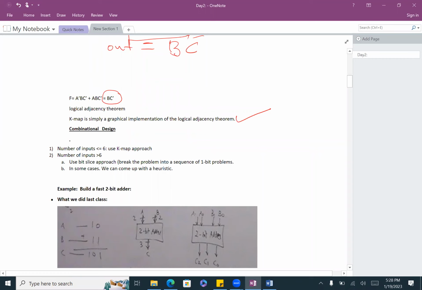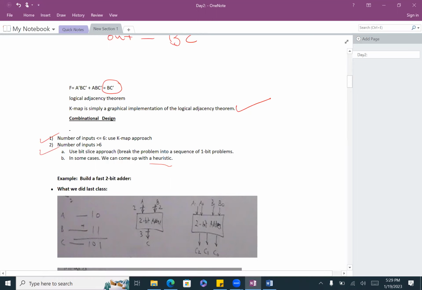Clear? In the exam, if I ask you what's the purpose of the K-map: to reduce the logical equation, simple, by keeping the common and removing the difference. As we said, if the number of inputs is less than or equal to 6, we can use the K-map. If it's more than that, we have two options: either a slice approach, and we'll do an example now, or a heuristic approach, which we'll see later. That's more advanced.